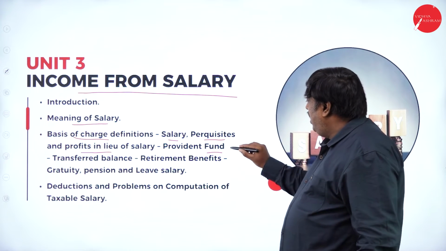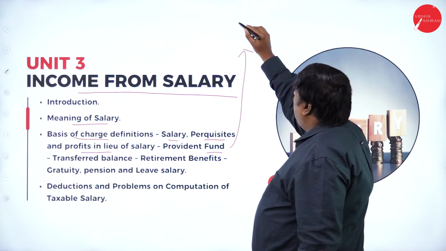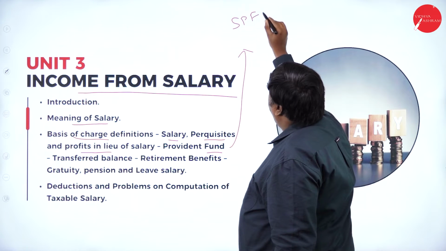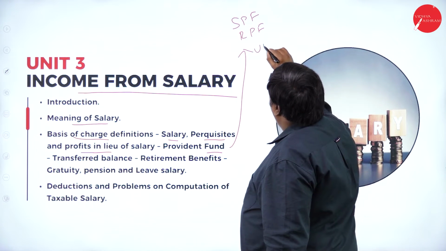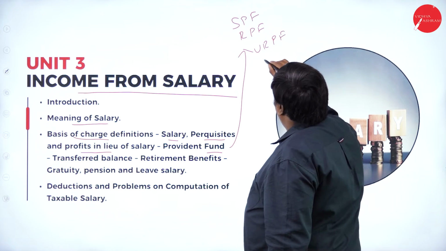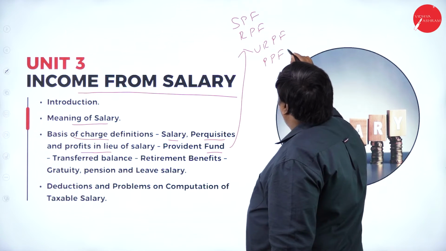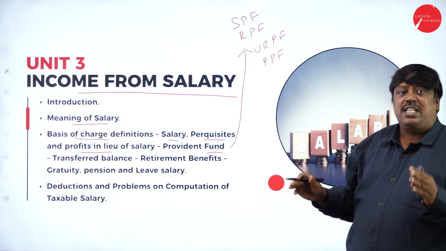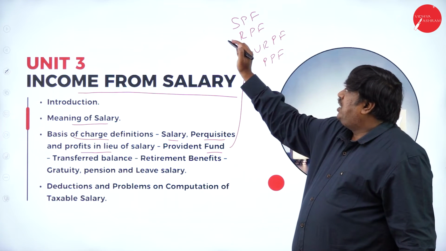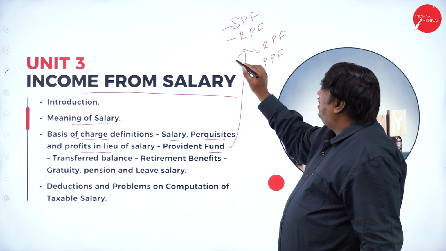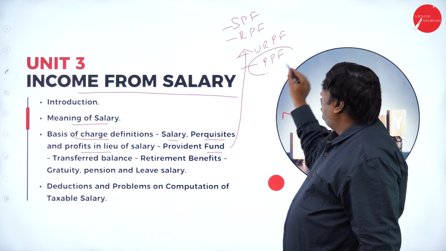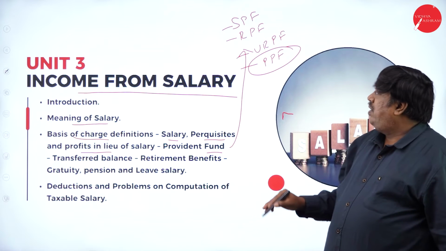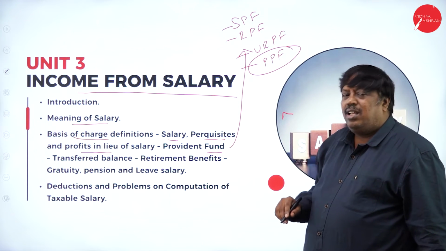In the provident fund, we have here the statutory provident fund, recognized provident fund, unrecognized provident fund, and public provident fund. So there are 4 types of provident funds, and in that, the first one is statutory, then recognized, unrecognized, and next we have public. It is for the general public.